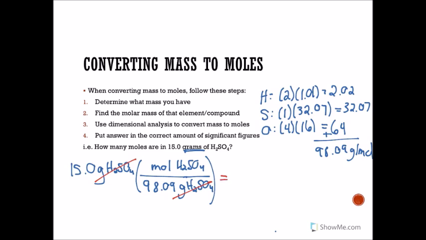We go 15 times 1 divided by 98.09, and we get a number that says 0.15292 moles sulfuric acid. But we need to look at our question, and our question has 3 significant figures, so we will need to round our answer to 3 significant figures. Take a look at that. We have a 9 after our third significant figure, which means we need to round up.